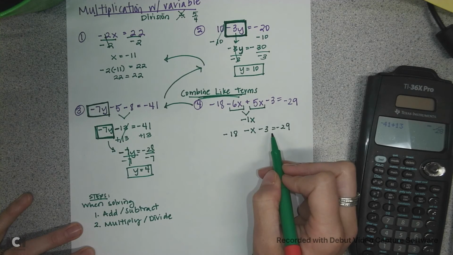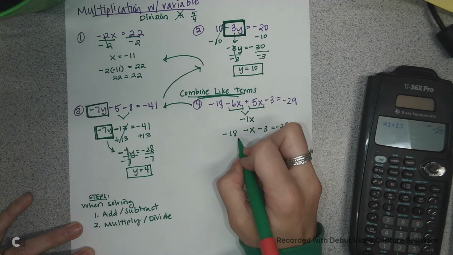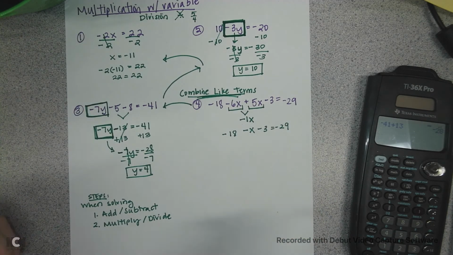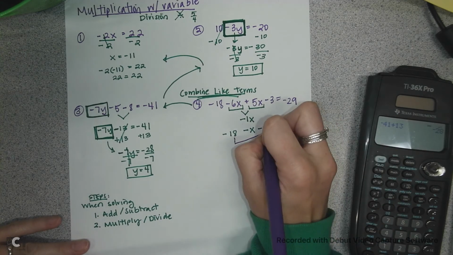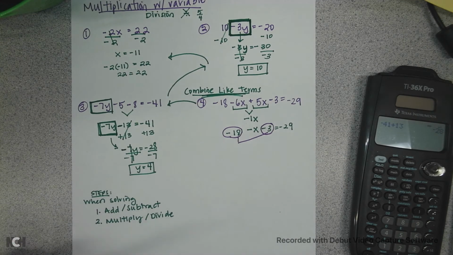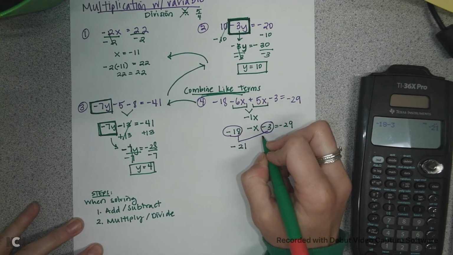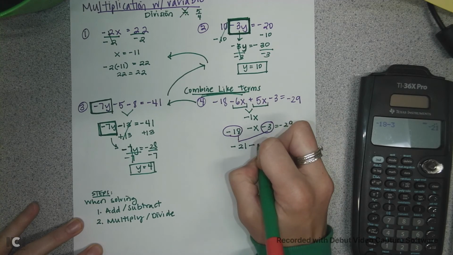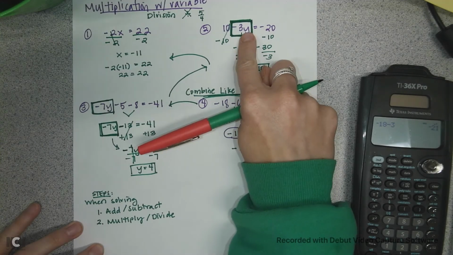Well, now this problem, like I said, looks a lot like this guy, right? I had my 2 numbers here. So we're going to combine these two. We're going to combine the like terms that are negative 18 and negative 3. And negative 18 minus 3 is negative 21, I believe. Yes, I just want to make sure. Negative 21. Okay, so we combine these two numbers, and then we have minus x equals negative 29. So now this problem looks a lot like number 2.